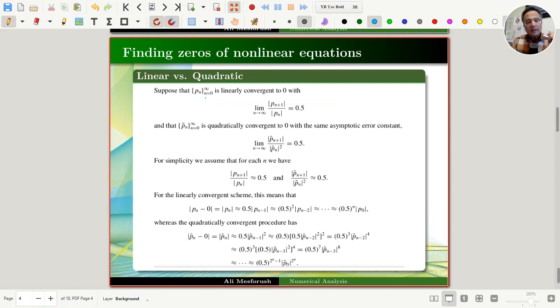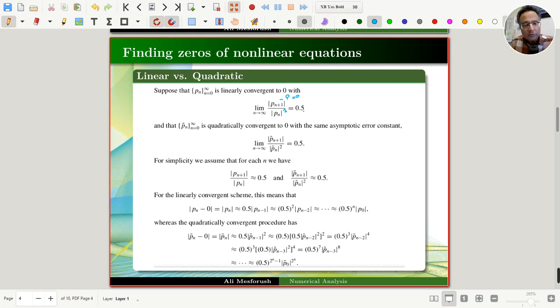Consider a sequence {Pn}, n from 0 to infinity, and let Pn be linearly convergent to 0. So by the definition of the rate of convergence, the limit as n goes to infinity of the absolute value of Pn+1 minus P, but P is equal to 0, so this will be just the absolute value of Pn+1 over the absolute value of Pn to the power of alpha, and alpha will be 1 here because Pn is linearly convergent to 0.